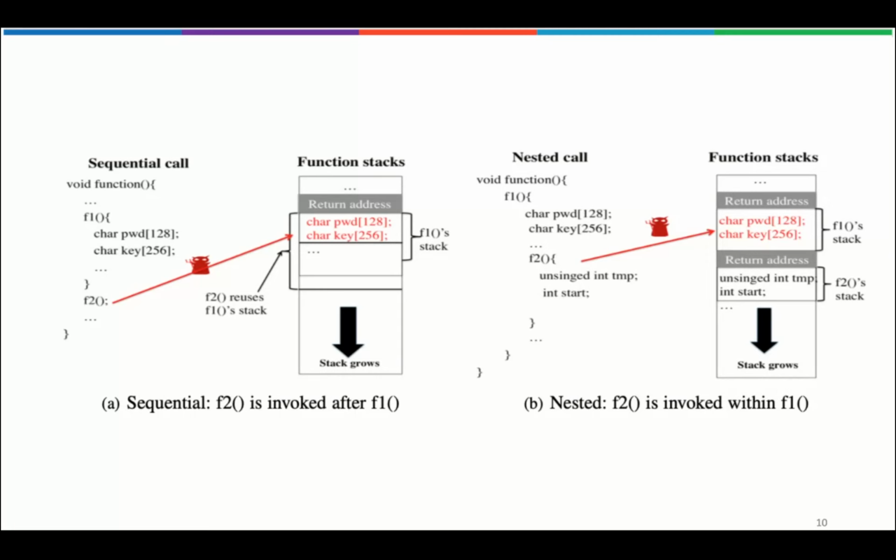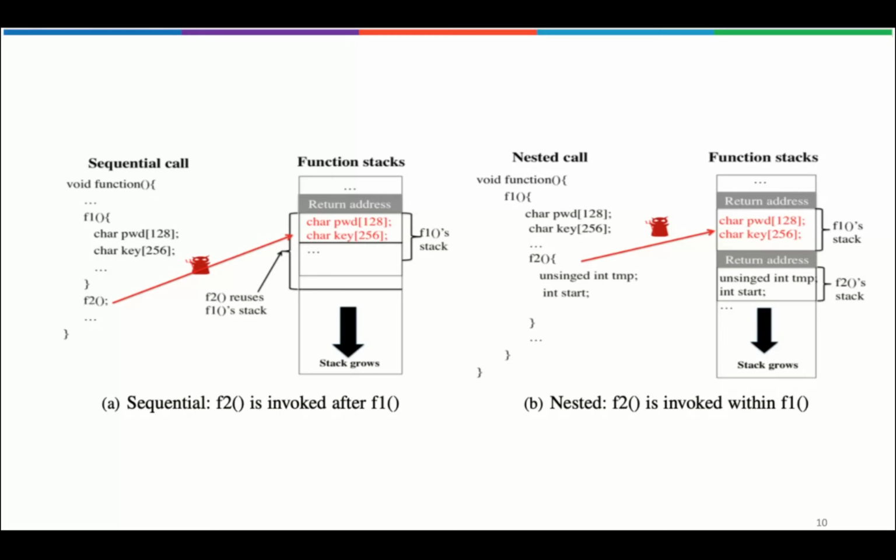So sequential manner means, let's say first function F1 invokes... has a definition and has two types of data on it: password and character and key.